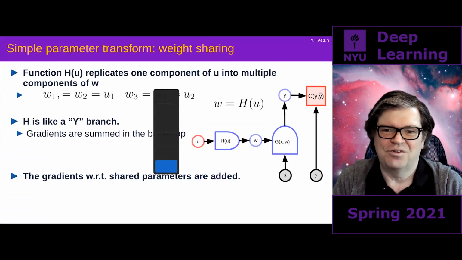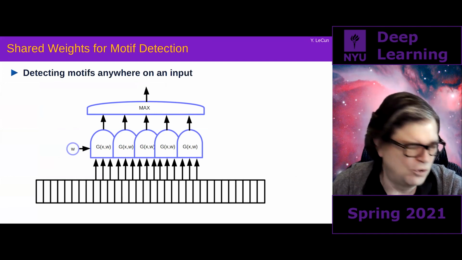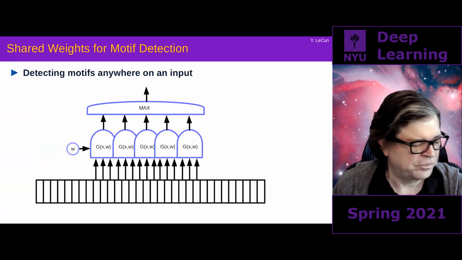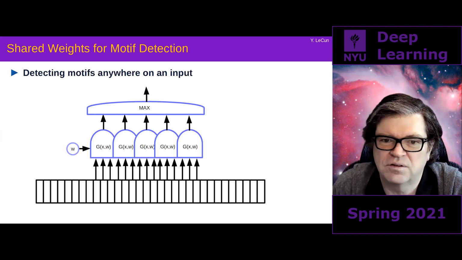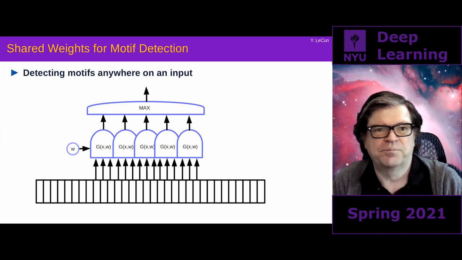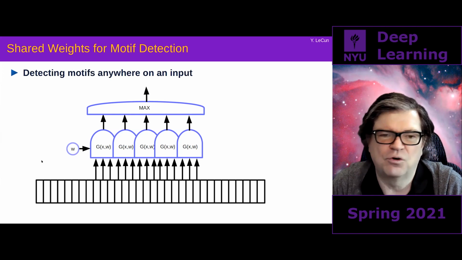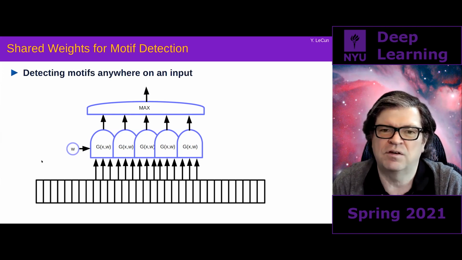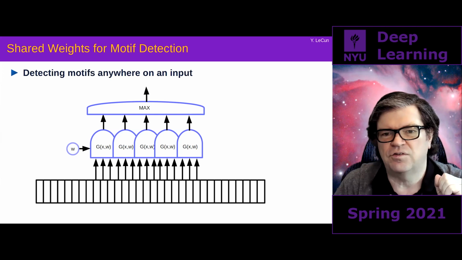Why am I telling you this? It's a very interesting special case. And this is a preview of basically the trick that's used in convolutional nets, which we're going to talk about next week. So let's say we want a system to detect a motif. Detecting a motif might mean detecting a face in an image, for example, or detecting a particular key phrase in a speech sentence.